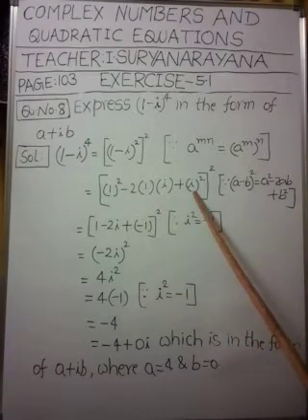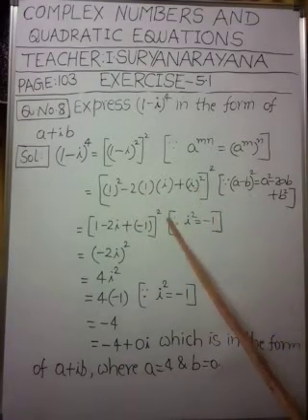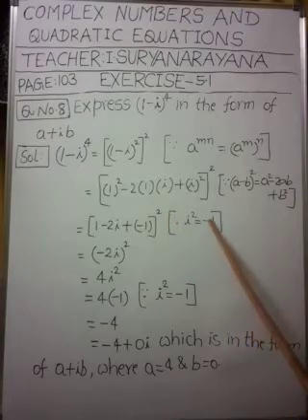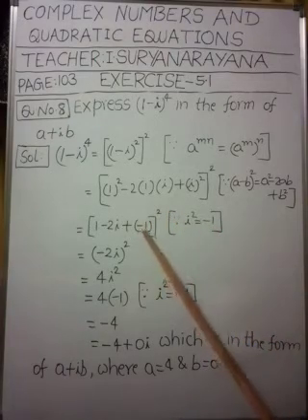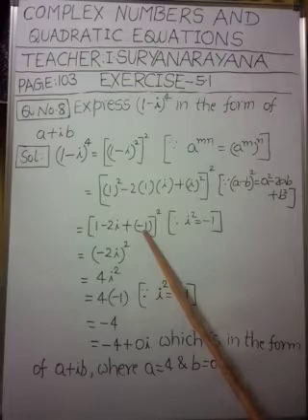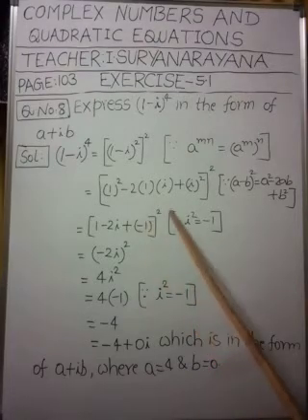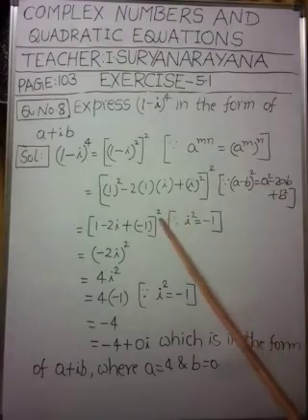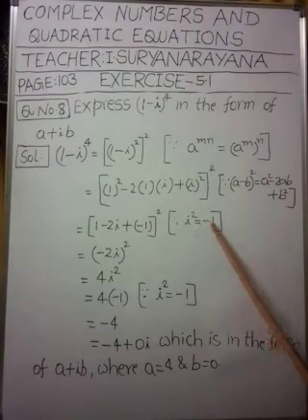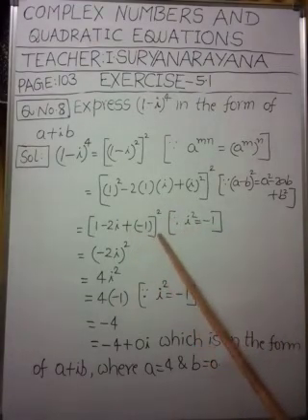What is the third term? i whole square. What is the value of i square? Minus 1. So we wrote minus 1. Third term value is minus 1. Understood this third term, my dear children? Right. Whole square is there. We wrote whole square as it is because i square value is minus 1. Understood this step, my dear children?